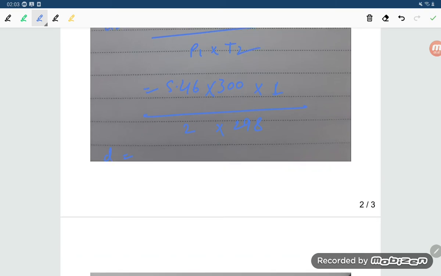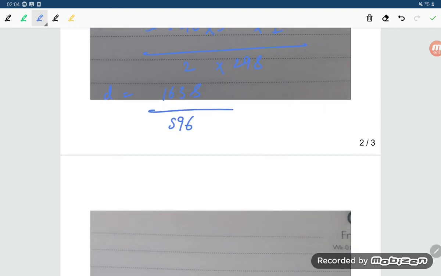D2 is equal to, if you are solving it, let me check the calculated value. 5.46 multiplied by 300 multiplied by 1 comes to 1638, divided by 298 multiplied by 2, so this is 596. So 1638 divided by 596 comes to 2.74.